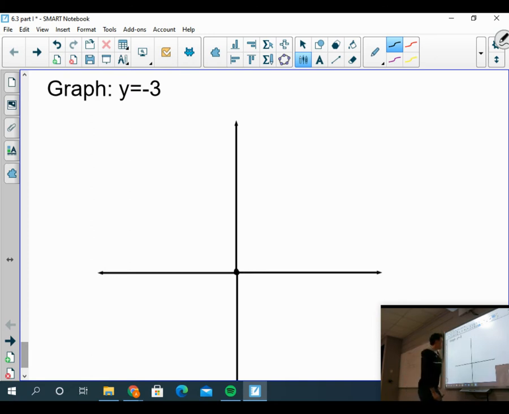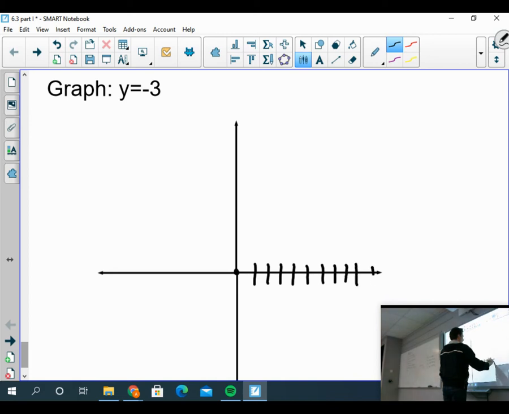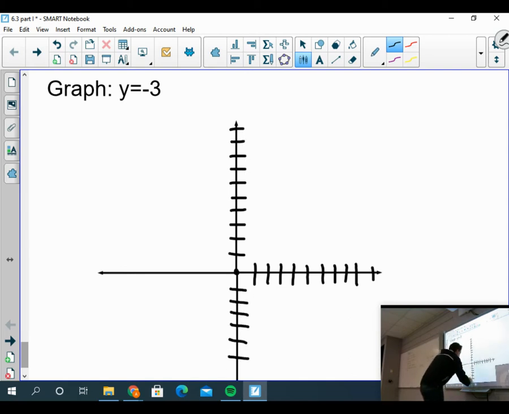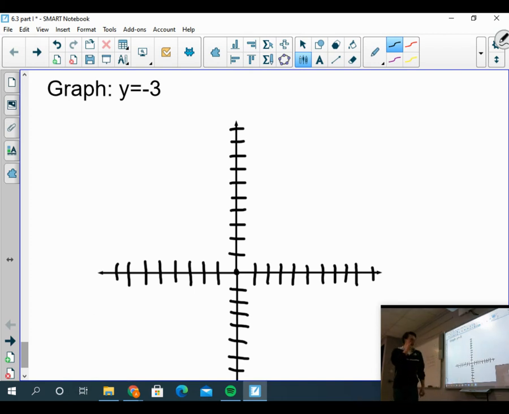Now, if you're really up for a challenge, pause the video and see if you can figure out how we graph y equals minus 3. So hopefully you've given it a shot at this point. And this one's really difficult. I alluded to this in a previous lesson. We've looked at a couple of these before. But this one's tricky.